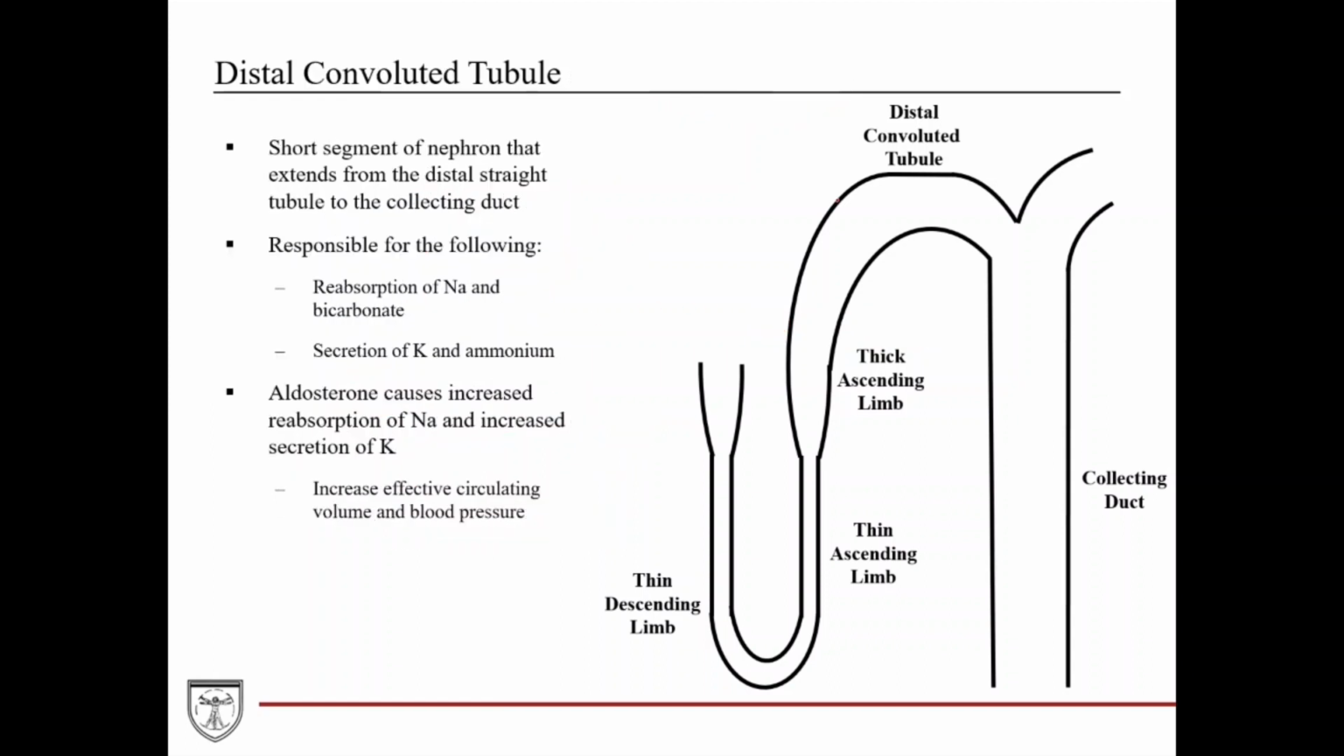Then the distal convoluted tubule. So after you get through the distal straight tubule, then this is the terminal end of the nephron. Remember, the nephron ends here.